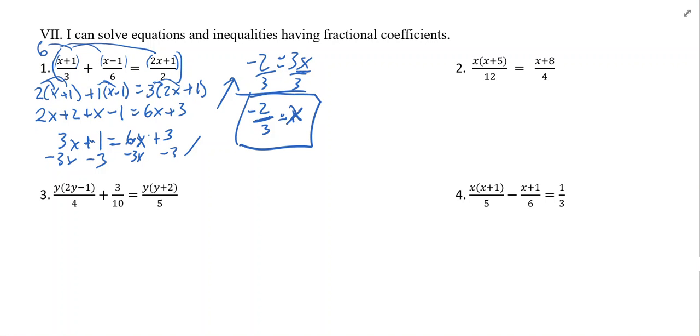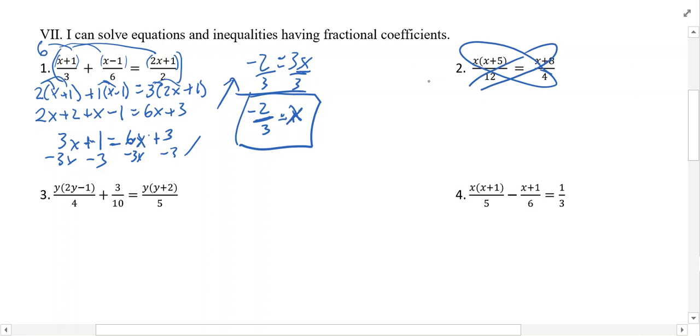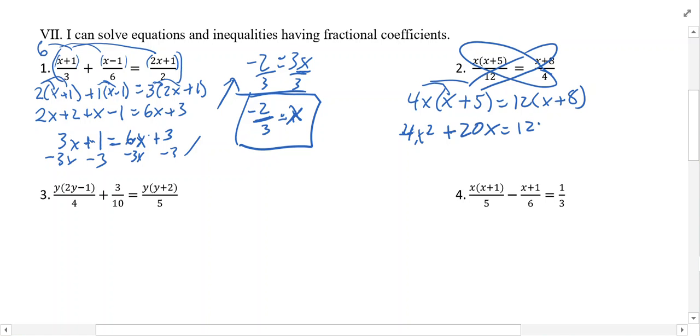Okay, so let's go ahead and take a look at number 2. So number 2 is a proportion because you have a fraction equals a fraction. So the easiest way to solve proportions is you can cross multiply. So when I cross multiply, I'm going to get 4x times x plus 5 equals 12 times x plus 8. So when I go ahead and distribute that, I get 4x squared plus 20x equals 12x plus 96.